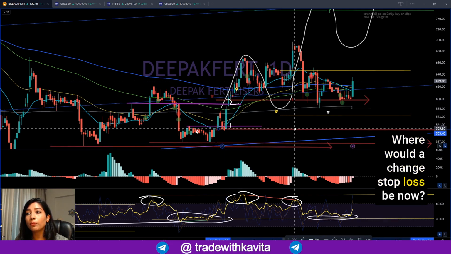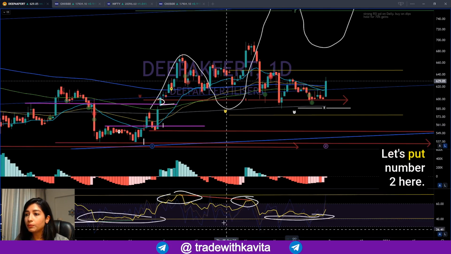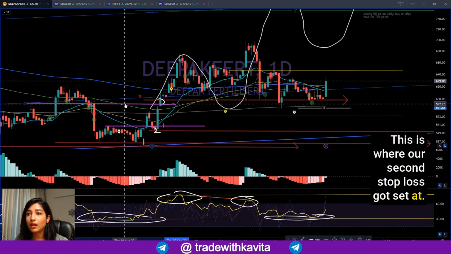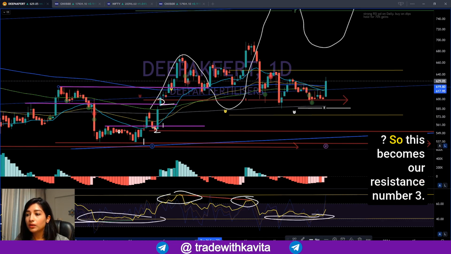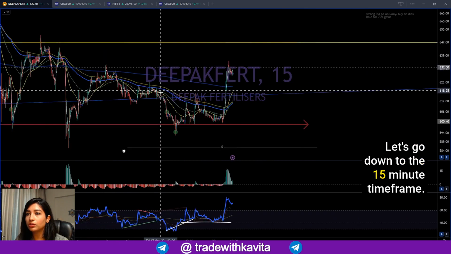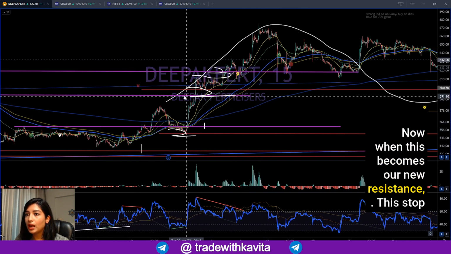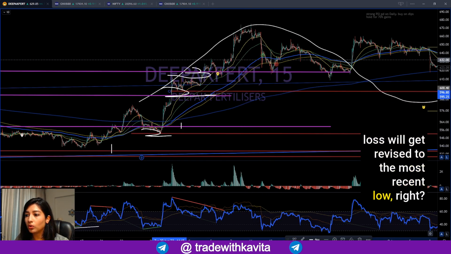Where would our changed stop loss be now? It would be at the nearest low that we can observe. Let's put number 2 here. This is where our second stop loss got set. The next resistance for us is this level right here. So this becomes our resistance number 3. Now when this becomes our resistance, it's the cue for us to change our stop loss. Let's go down to the 15-minute time frame. Now when this becomes our new resistance, this stop loss will get revised to the most recent low, right?